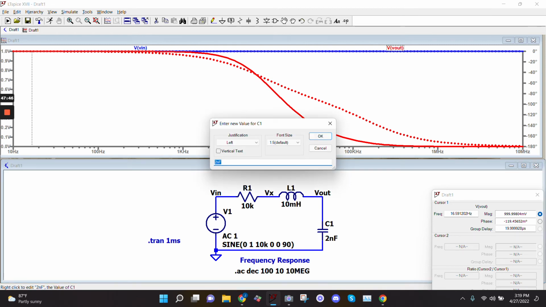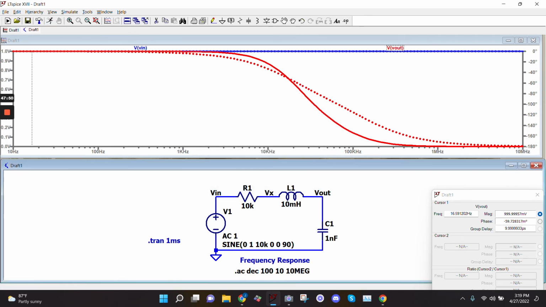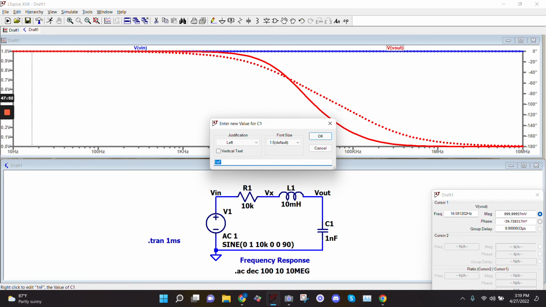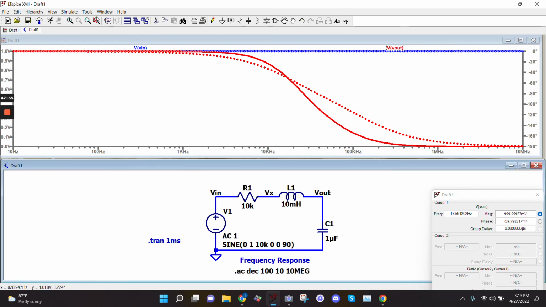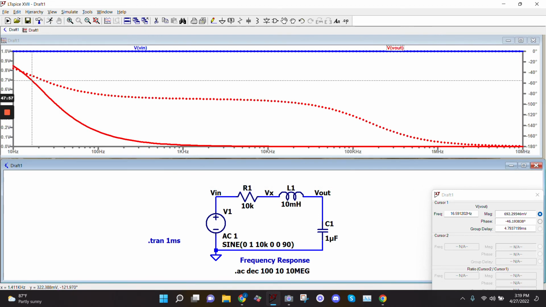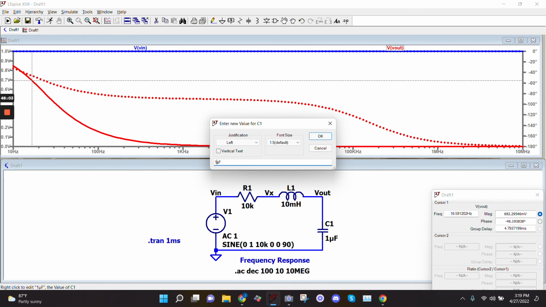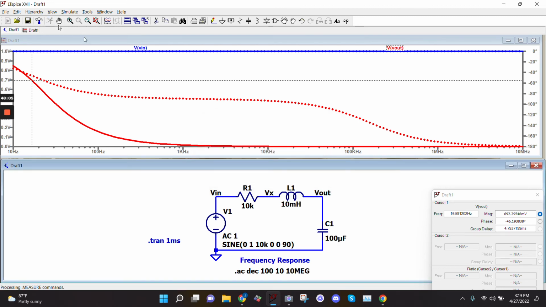Maybe it has something to do with this. 1 Henry? Let me see if changing the capacitor does anything. What if I do micro here? Yeah, the bell's over here now. Okay, we're getting somewhere. I might have gone way too large. So it's basically half a bell curve? No, it should be a full bell curve.